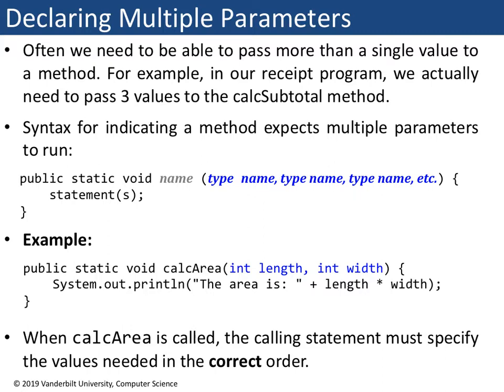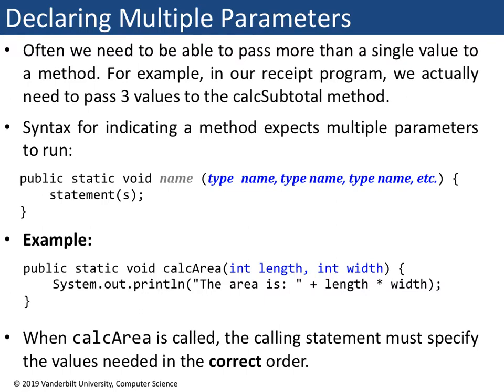So as an example here, we can have a method which will calculate the area of a rectangle, and we'll declare it using public static void. So it doesn't return it, it just displays it. If it was returning it, it would have to have a return type, but instead this is void, so we're not returning the value. And then we give the name calc area, and we have defined that we are going to have two parameters. The first parameter is length of type integer, and the second parameter is width of type integer.